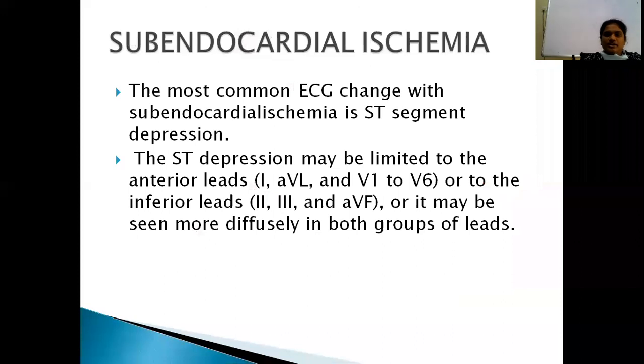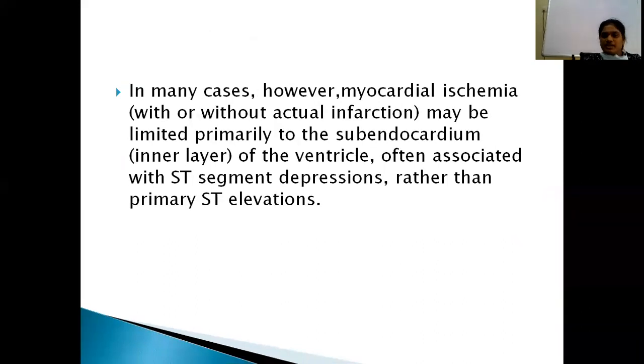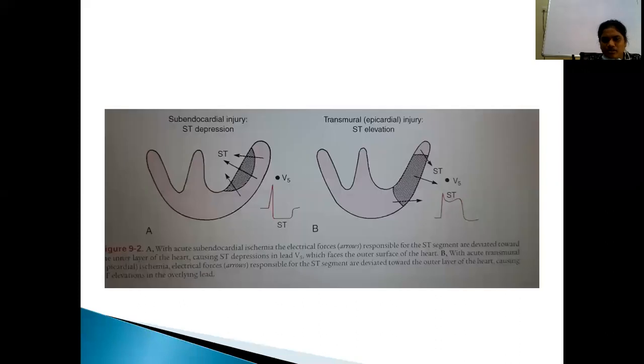Then the subendocardial ischemia. The most common ECG change with subendocardial ischemia is ST segment depression. The ST segment depression may be limited to the anterior or to the inferior leads, or it may be seen more diffusely in both groups of leads. In many cases, the myocardial ischemia may be limited primarily to the subendocardium, the inner layer of the ventricles, associated with ST segment depression rather than primary elevation. The subendocardium is usually exposed to the high pressure of the left ventricle and is an area which gets comparatively less blood supply. So the subendocardial ischemia can also be seen.